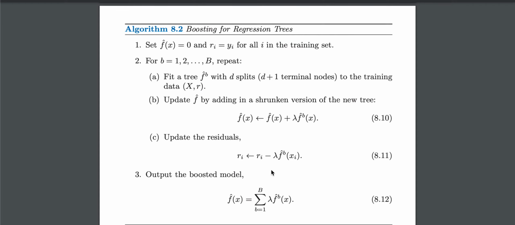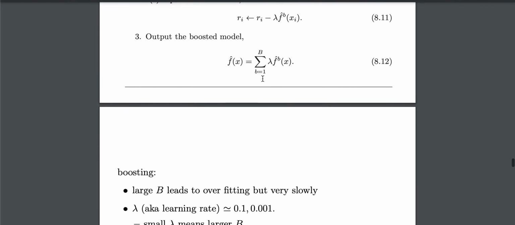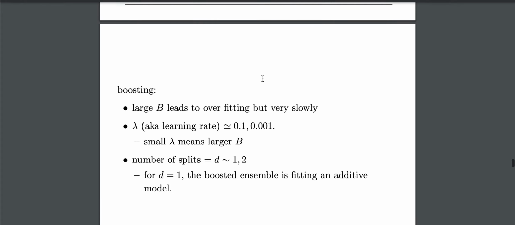And you see here there are a couple of free parameters. One is the number of trees. One is lambda, which is the learning rate, also known as the shrinkage parameter, but I call it the learning rate. And then the number of splits.